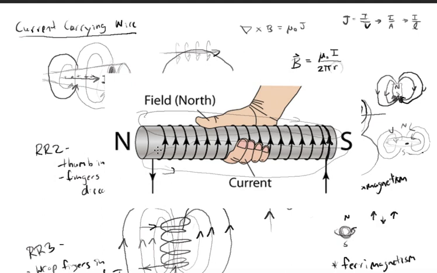One, you can flip the direction of the current. So let's say we flip this around so that the current was going the other way. Well, then this would have to be turned around. You'd have to flip your hand around so your fingers wrap the other way, and then this would be the north side and this would be the south side if that happened.